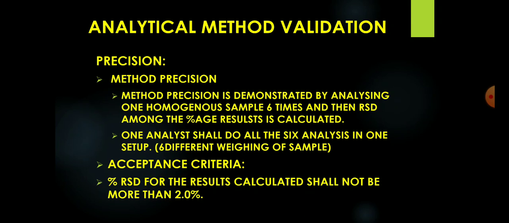Then second comes method precision. Method precision is demonstrated by analyzing one homogeneous sample 6 times, and then the RSD among the percentage results is calculated. One analyst shall do all the 6 analyses in one setup. So 6 different weighings need to be done for the same sample. Acceptance criteria for method precision is that the percentage RSD of the results calculated shall not be more than 2%.